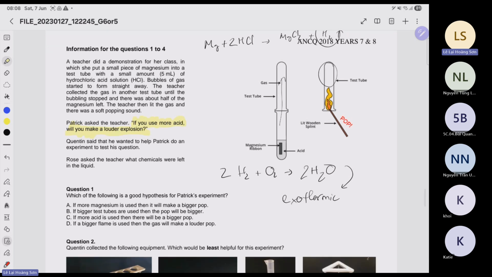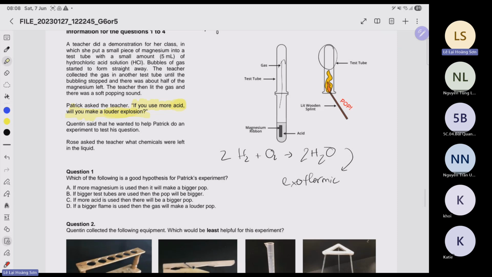So the hypothesis. This is the question. You have the question, so you have the hypothesis. So the hypothesis has to do something with the amount of acid and the explosion. So the hypothesis is going to be related to acid and relating to the explosion, which is the bigger pop. All right. So it's C.